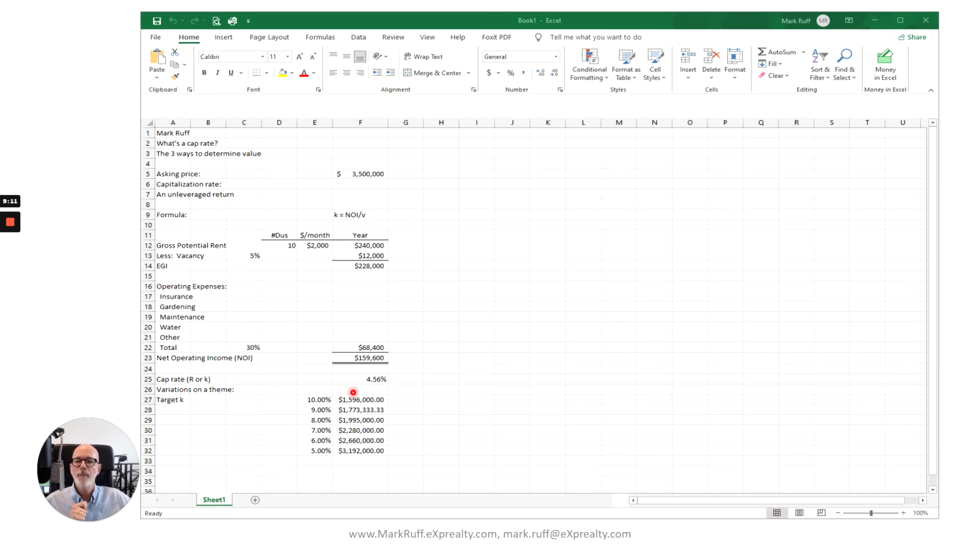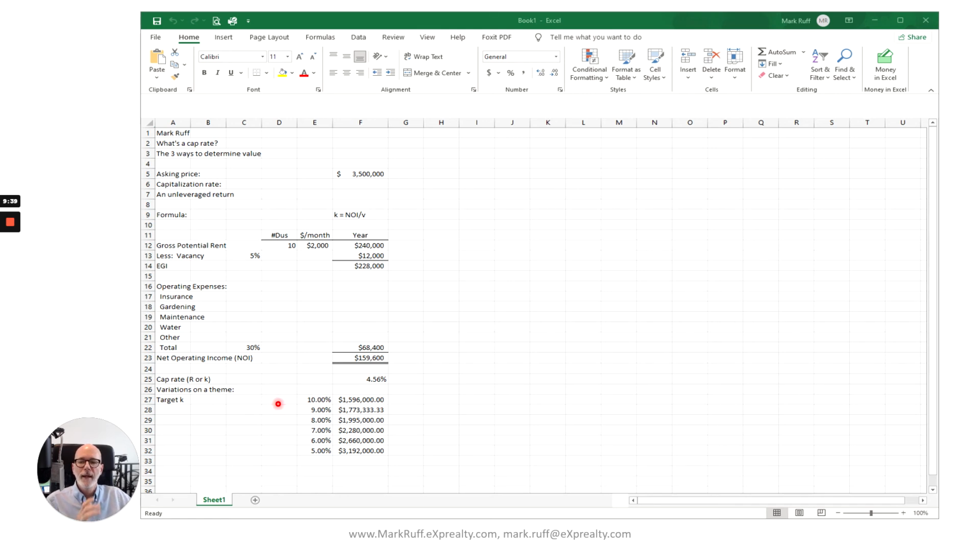The existing cap rate is a 4.56. If a buyer said, Mark, my target is I want to yield a 6 cap, they would then only pay $2.66 million for the property, about $1 million less than its current value. Okay. If the buyer said, Mark, I want to target a 10 cap, they would only pay 1.59, or about 1.6 million, for the property.